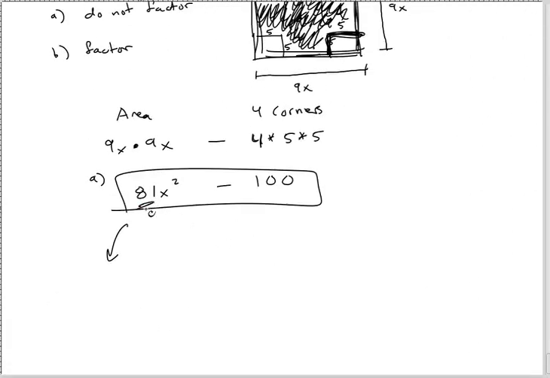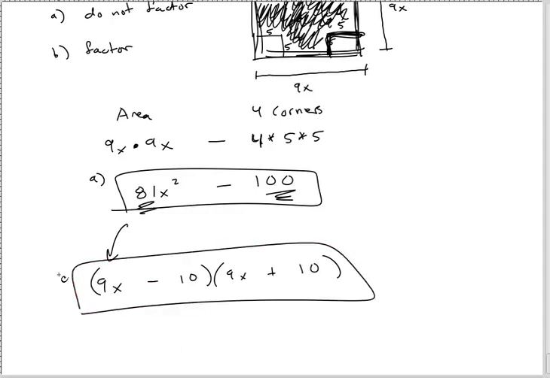What two numbers multiply to make an 81? 9 and 9. What two numbers multiply to make a 100? Two numbers. Well, it's 10 and 10, isn't it? Put a minus, put a plus. It's just the format. And there you go. That's your part B answer. You factored it just now.